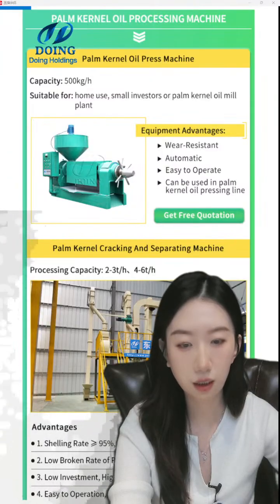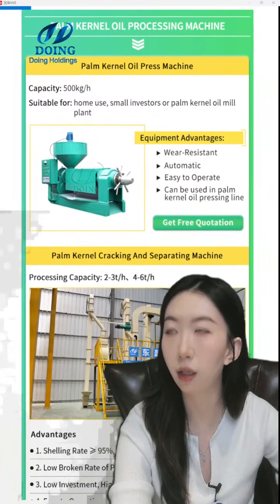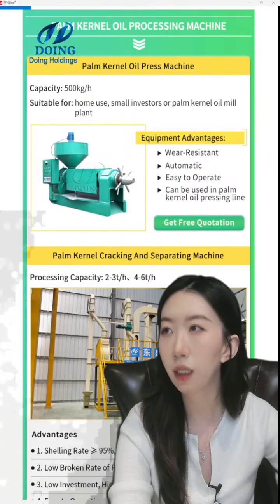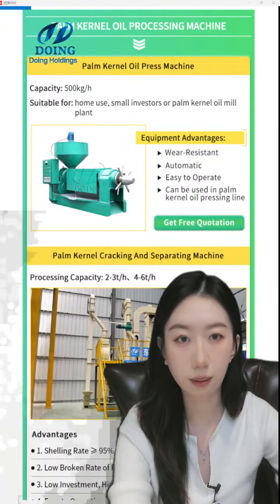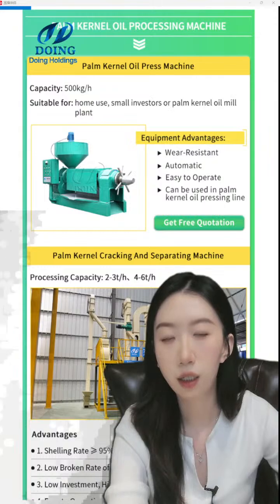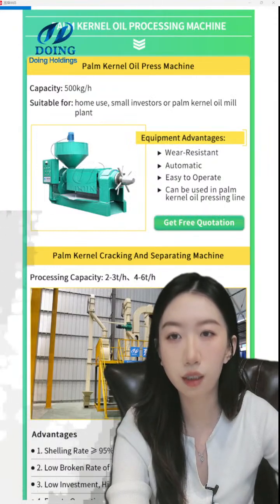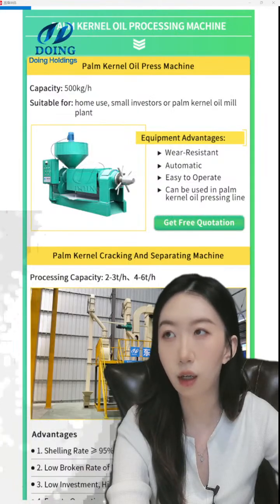Okay, next, let's learn about the palm kernel oil production line and the press machine. This is a palm kernel oil presser. The capacity is 5 to 100 kg per hour. It is suitable for home use, small investors, or production line.